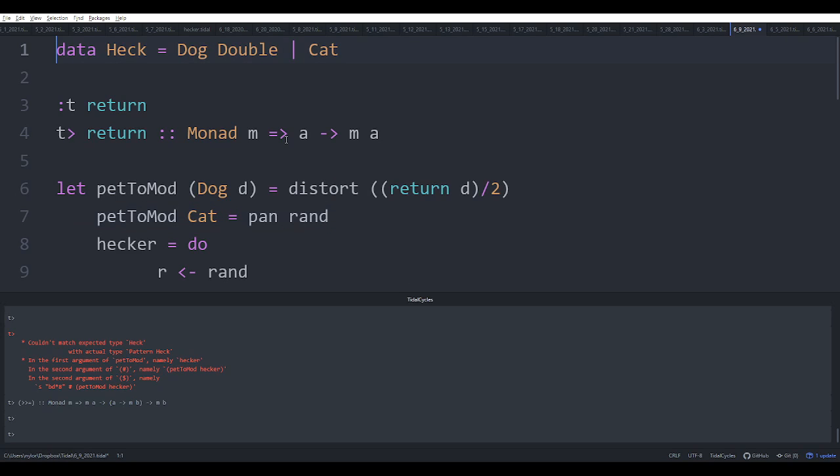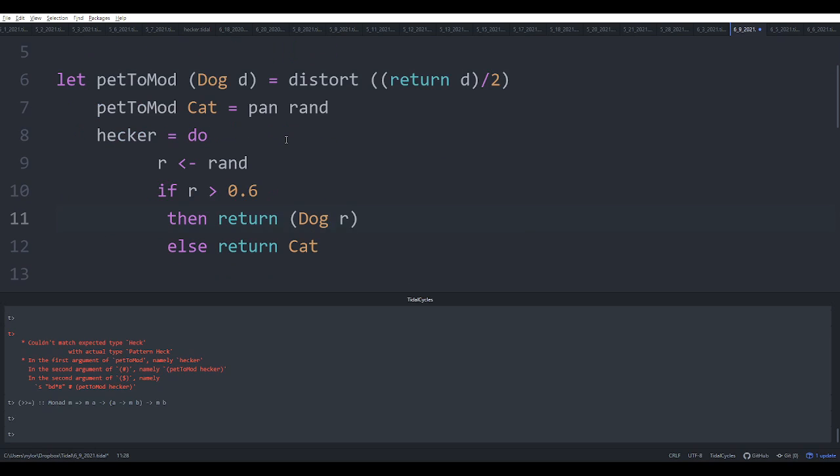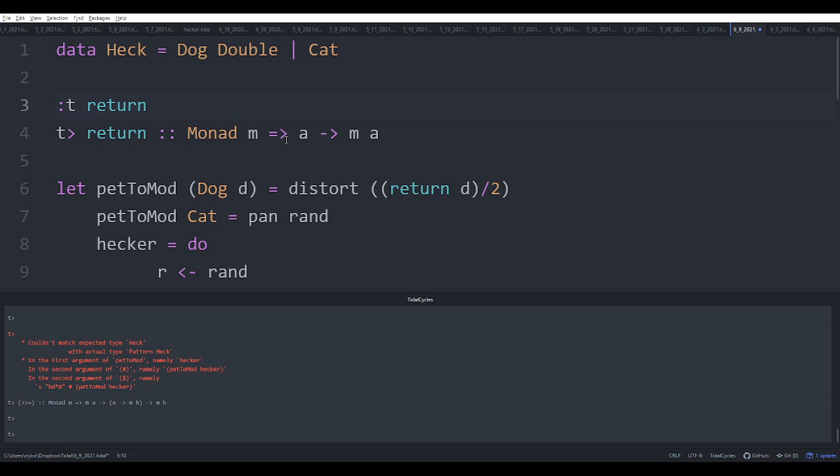So we're back with where we left off last time, talking about defining functions, pattern matching, monads. And one of the things that I want to talk about is a little more on defining types.